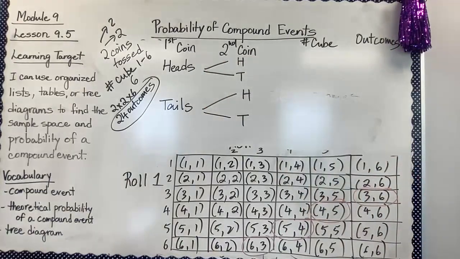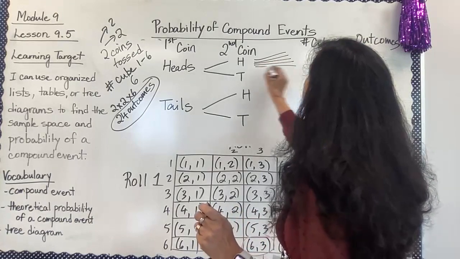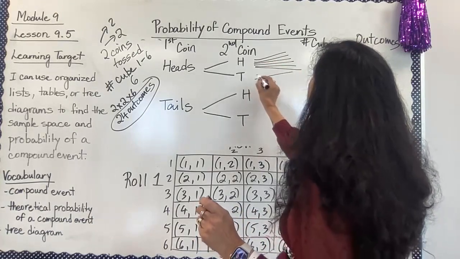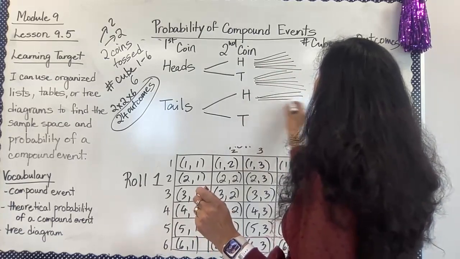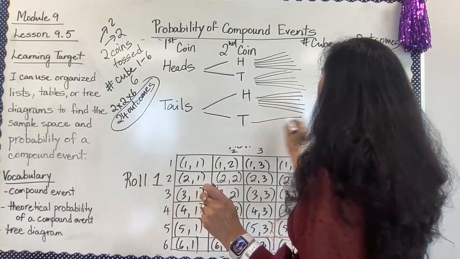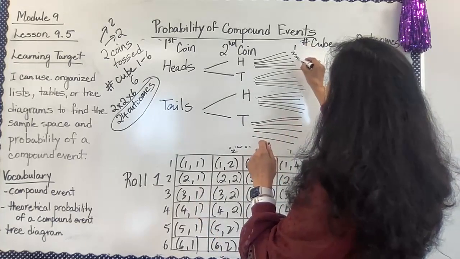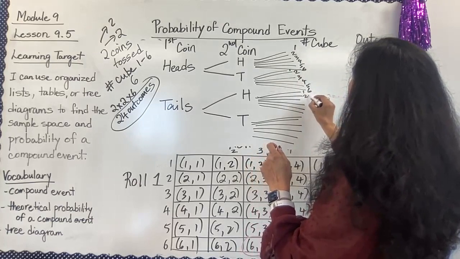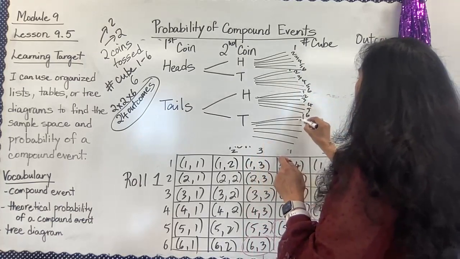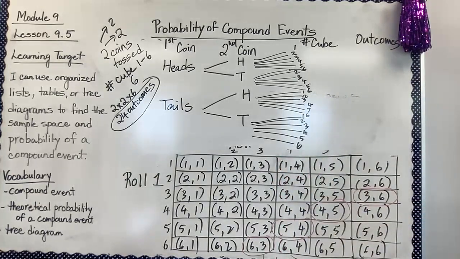Right? Now, let's look at the number cubes. From these heads, I can have 1, 2, 3, 4, 5, 6. From the tails, 1, 2, 3, 4, 5, 6. From each of the other two, also 1, 2, 3, 4, 5, 6. All right, these are all the outcomes.